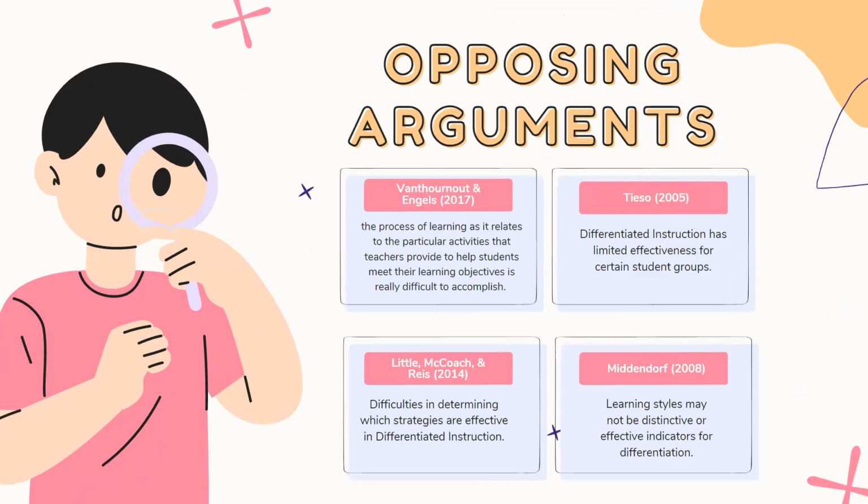Opposing arguments. Teachers purposefully vary the resources they use to provide a variety of presentations of the topic, modify the learning environment, and provide options for processing and presenting the learning outcome. Plantenga and Engels said that the process of learning as it relates to the particular activities the teacher provides to help students meet their learning objectives is really difficult to accomplish.